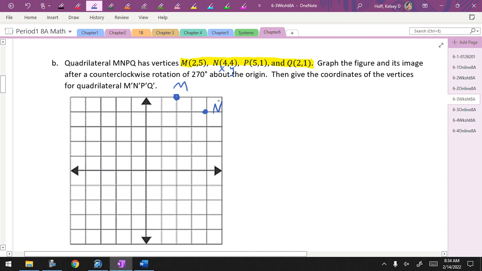Sam, do you know how I get to P? Very good. 1, 2, 3, 4, 5, up 1. Gets me to P. Who's got Q who hasn't answered for me yet? Tegan. Very good. I'm going to call that Q.